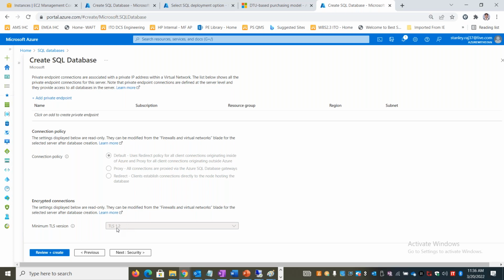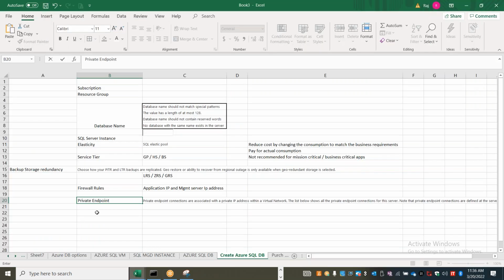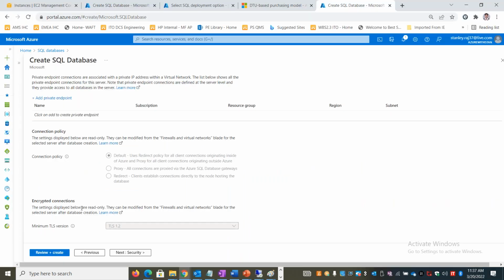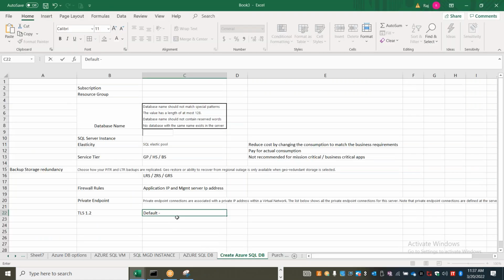Okay, by default nowadays they are giving you the option to use transport layer security for the encryption of connectivity. By default, transport layer security 1.2 is enabled. I think you can go back to the previous version if the application is having compatibility issues. You can lower the version to 1.1 or 1.0, but by default this is the encryption layer that is chosen.